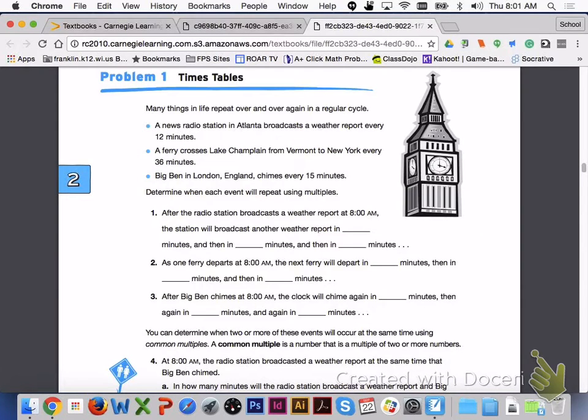Let's take a look at problem 1 on page 62, times tables. Many things in life repeat over and over again in a regular cycle. A news radio station in Atlanta broadcasts a weather report every 12 minutes. A ferry crosses Lake Champlain from Vermont to New York every 36 minutes. And Big Ben in London, England chimes every 15 minutes. Determine when each event will repeat using multiples. Answer questions 1 through 3 with your group members.